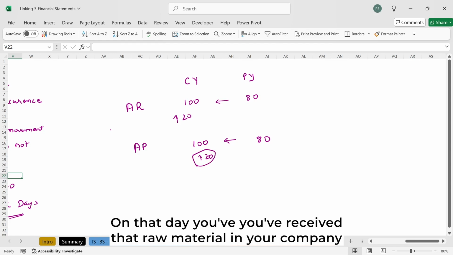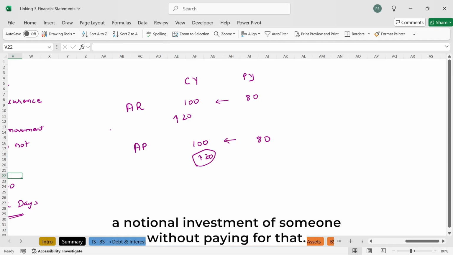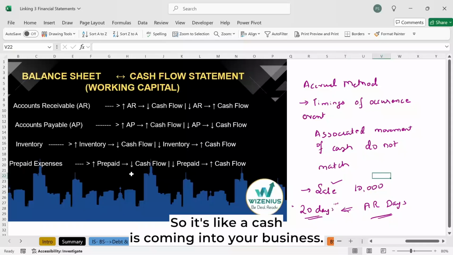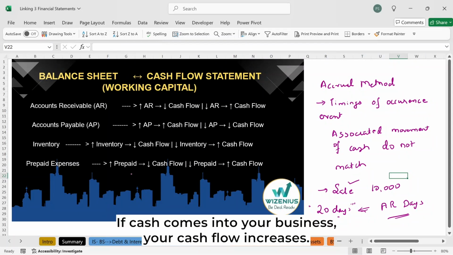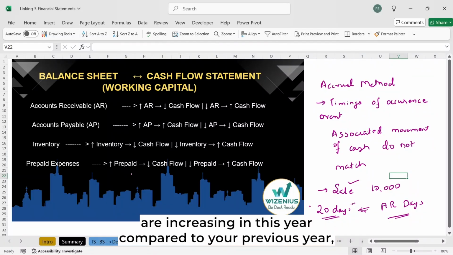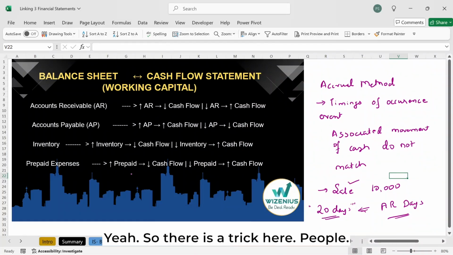On that day you've received that raw material in your company and you have not paid for that. In a way, you've received a notional investment of someone without paying for that. So it's like cash is coming into your business. If cash comes into your business, your cash flow increases. Hence, if the accounts payables are increasing in this year compared to your previous year, there is an increase in the cash flow, and vice versa. So there is a trick here, people.